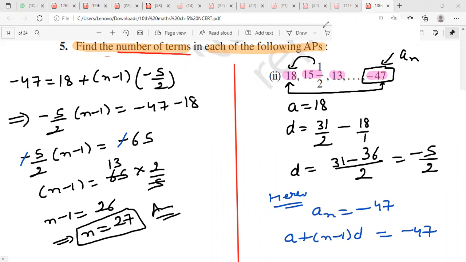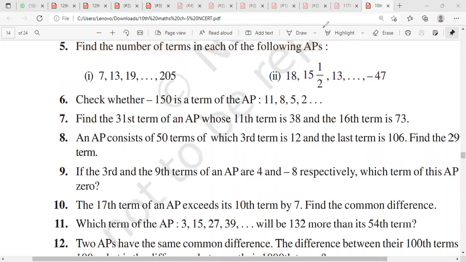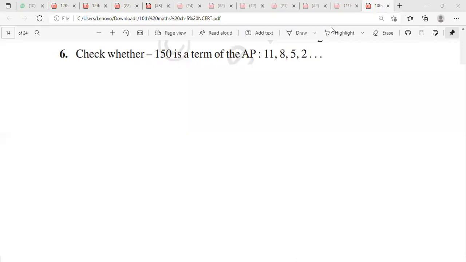Let's move to the next question. This is question number 6. Check whether minus 150 is a term of the AP. This is the given AP: 11, 8, 5 and 2.